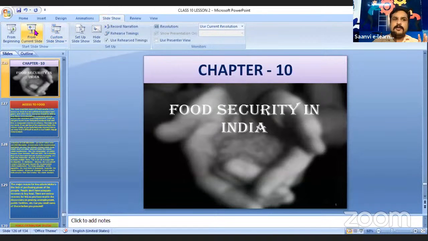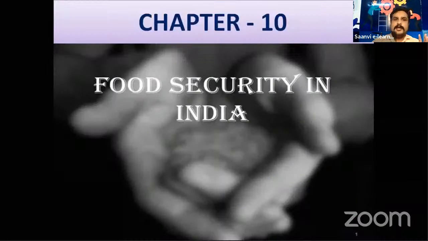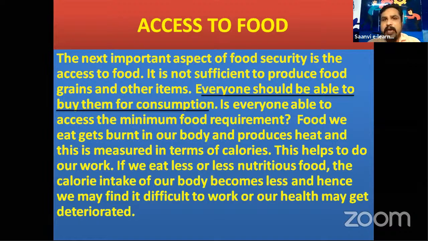Please look at the screen, all of you. So here today, the first topic is access to food. I have underlined a point: everyone should be able to buy them for consumption. What is the definition of food security? Food security is nothing but accessibility and affordability of food grains.